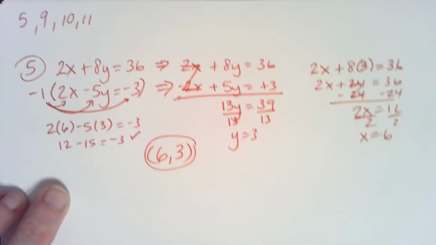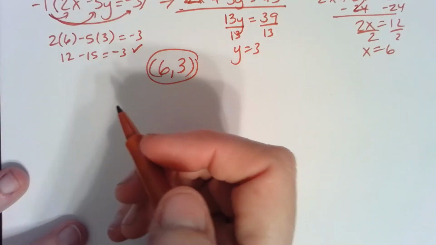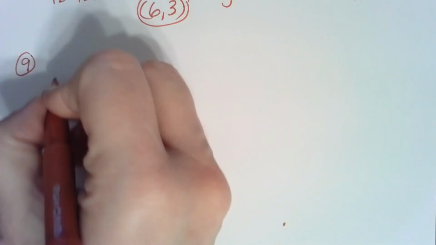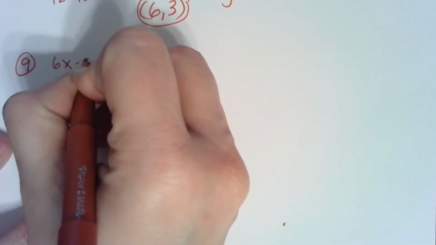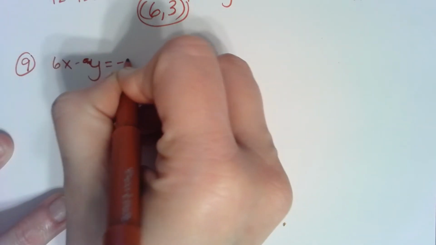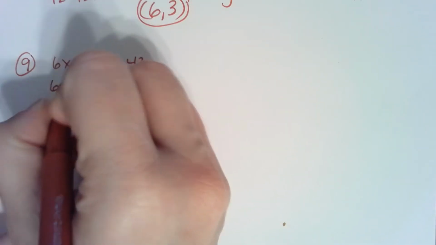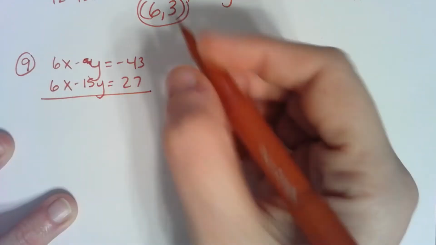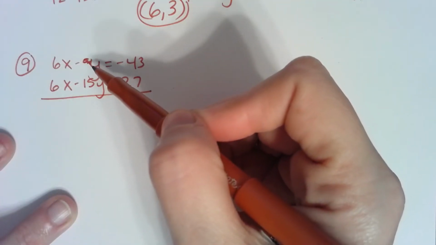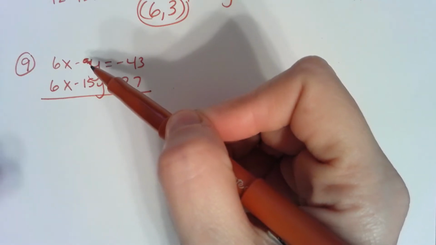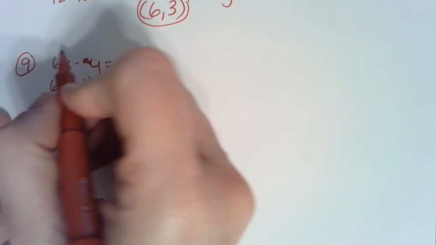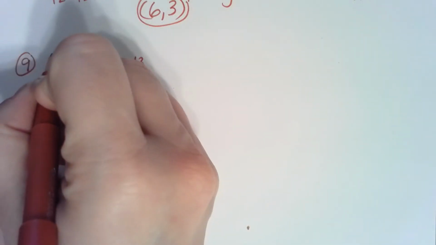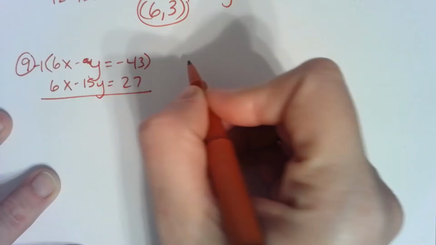Okay, here's number 5. Let's try number 9 now. Number 9 says 6x minus y equals negative 43, and 6x minus 15y equals 27. Again, I could multiply this top row by negative 15, but that seems like a lot of work. Why don't I just multiply one of these two rows by negative 1 and flip the sign? I'll just do the top one this time just to be different.